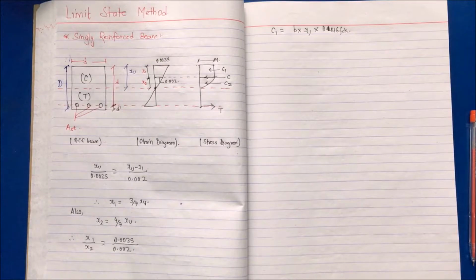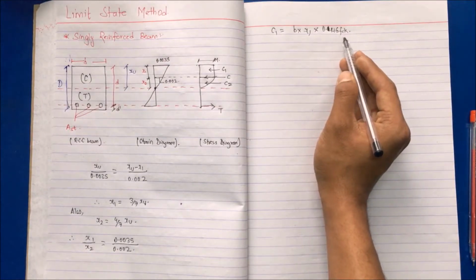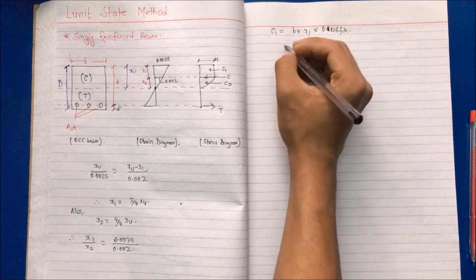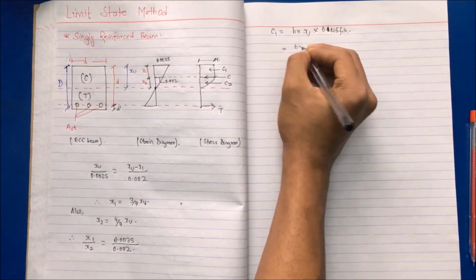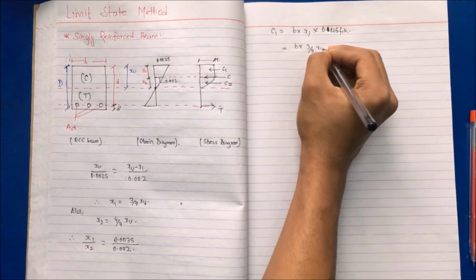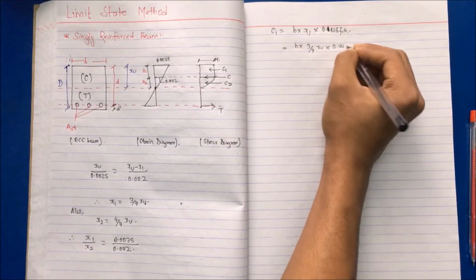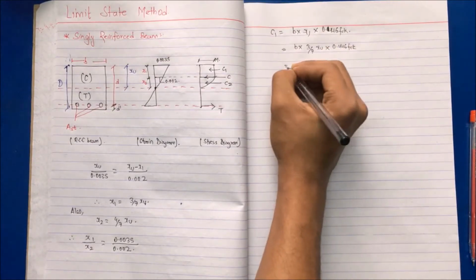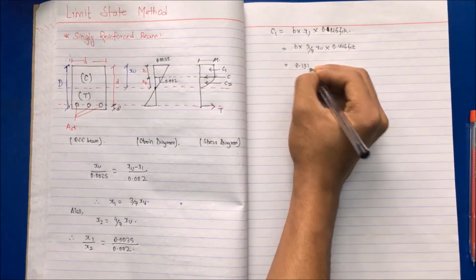As it is a limit state method, the characteristic strength is divided by the partial safety factor. Now substituting the value of x1, that is 3 by 7 xu, we get 0.191 FCK B into xu.